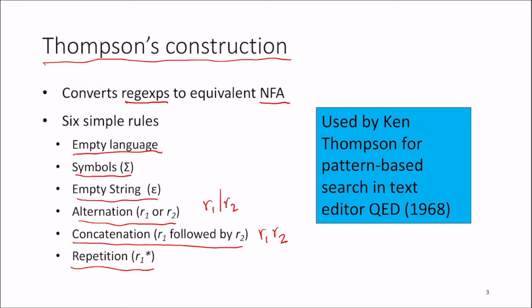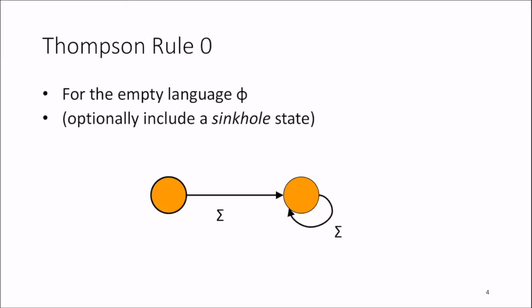It's called the Thompson construction after Ken Thompson, who first came up with this algorithm for actually doing search in a text editor called QED back in 1968. Okay, so Thompson rule 0 is for the empty language. So essentially this accepts no strings. It's just a base case. It's not particularly useful in practice because usually we want to accept something. We don't really have tokens that define the empty language.